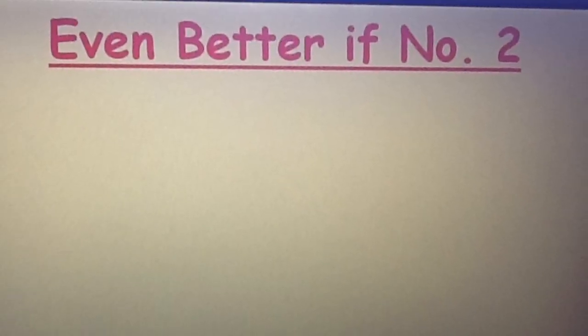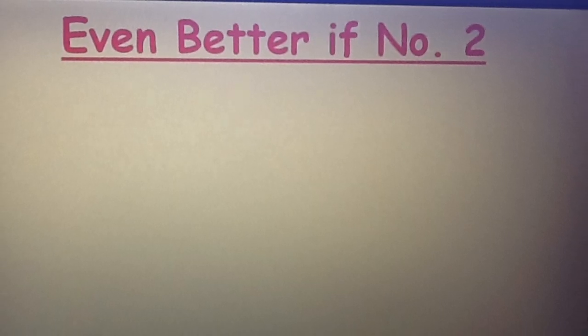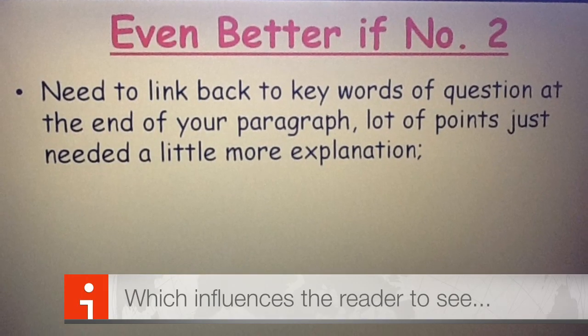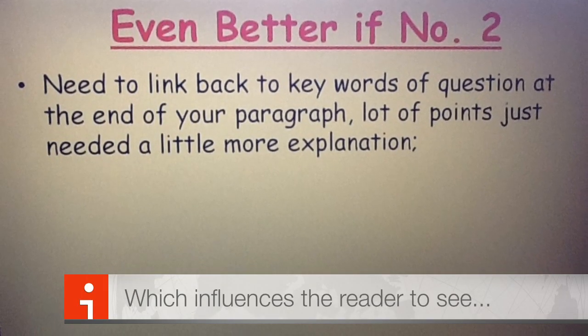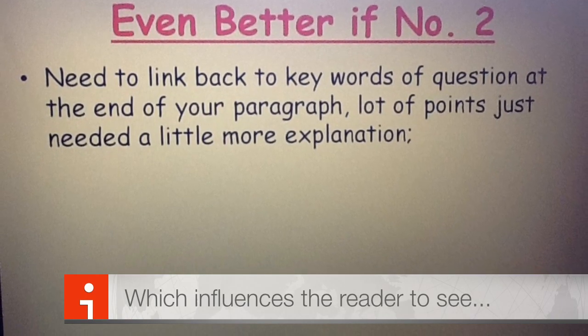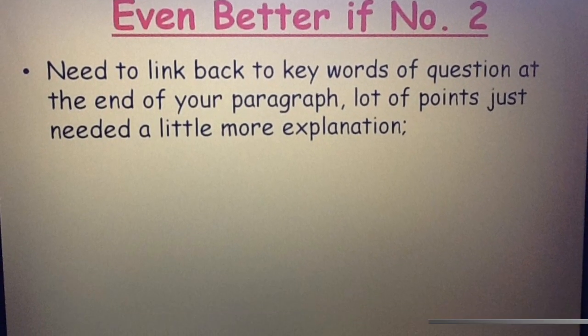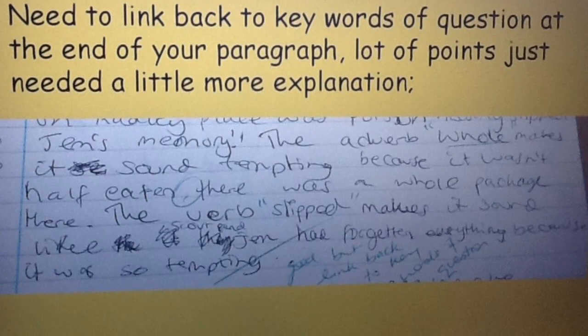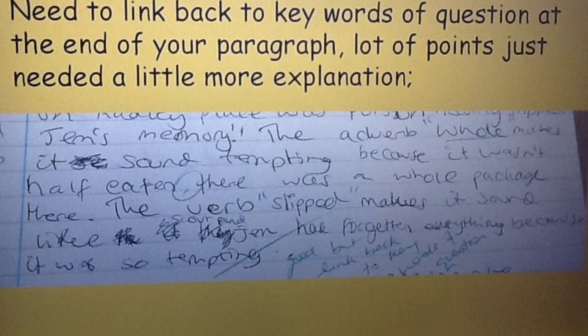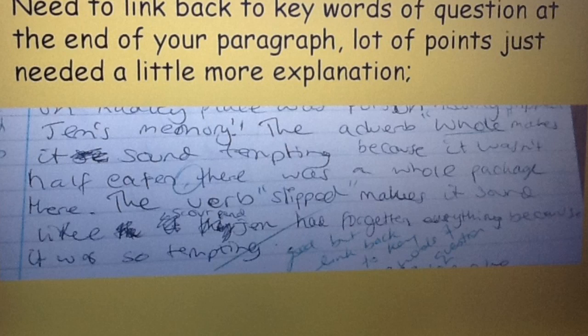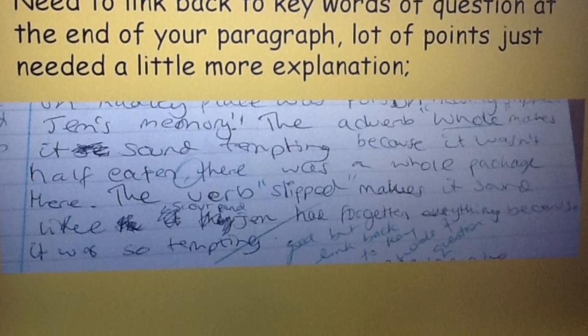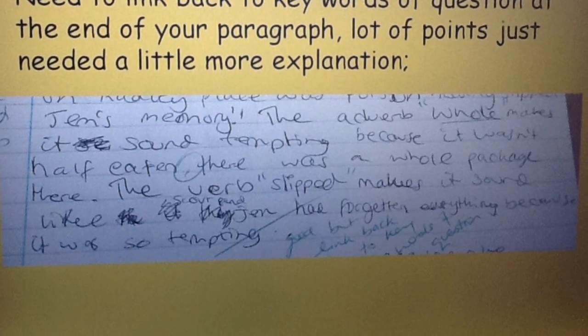Right, and target number 2 in a little bit more detail. Now, this is where a lot of people go wrong, and they're not linking back to the key words. You can see here in the paragraph that's just coming up. Again, you can pause it to look at it in more detail. The student has written the verb slipped makes it sound like Scout and Jem have forgotten everything because it was so tempting. And again, that's a really good point.